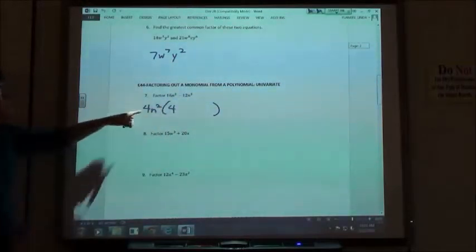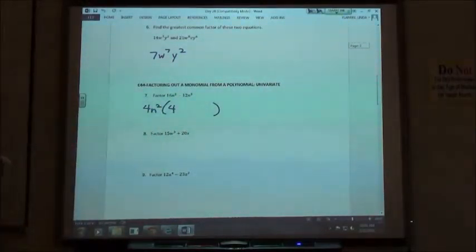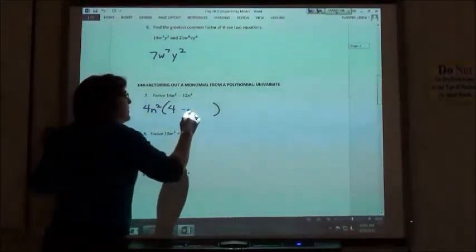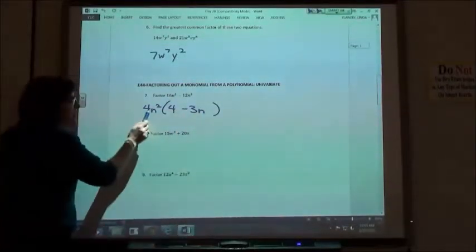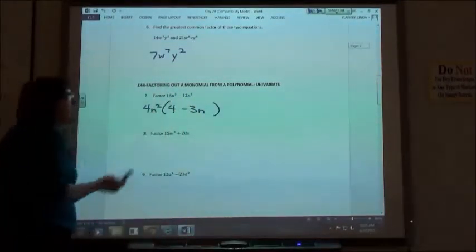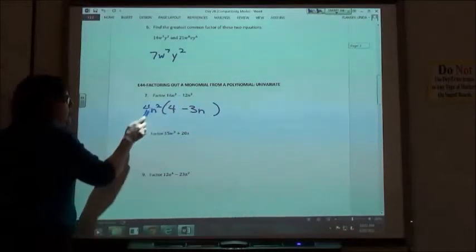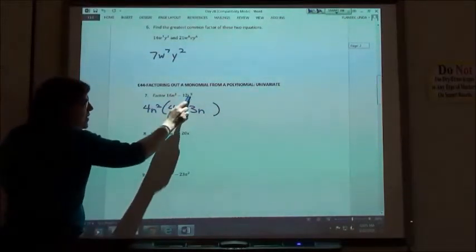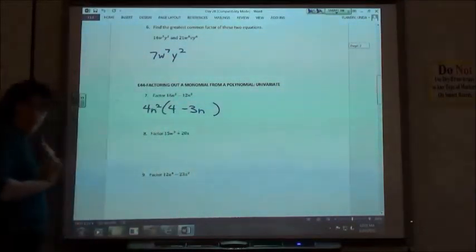Negative 12n to the third divided by 4n squared is negative 3n. Again, if you take this times this, you should get that, which you do. So negative 12 divided by 4 is negative 3, 3 minus 2 is 1, so n to the first.